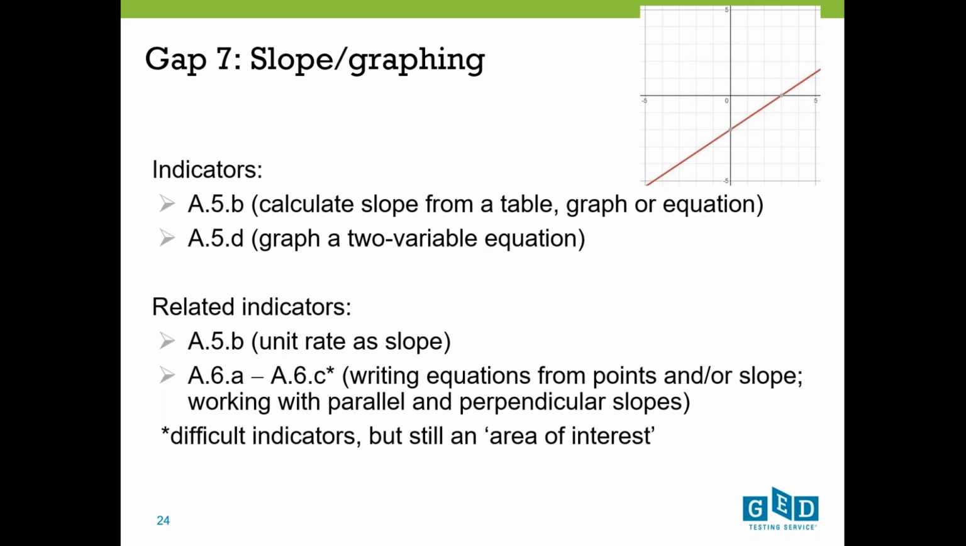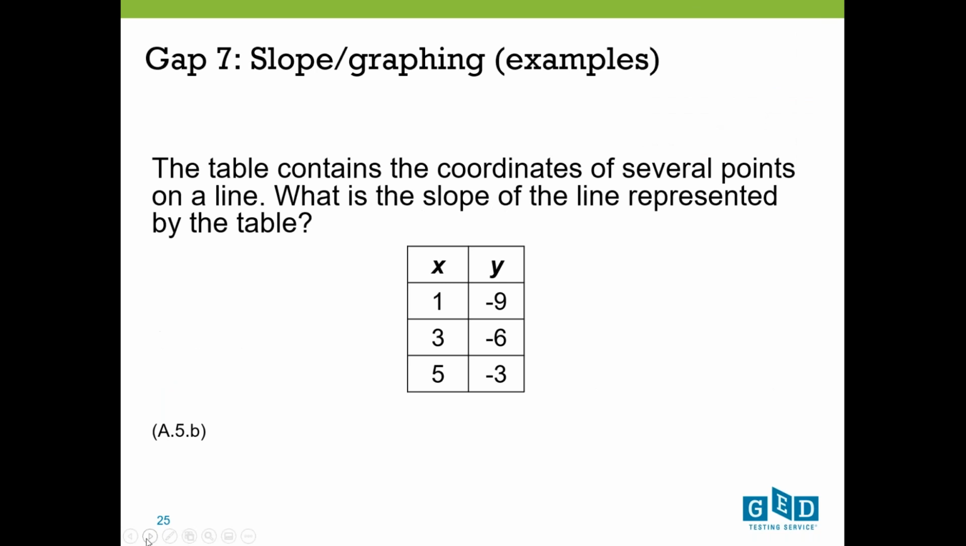Here are 2 points on a line. What's the slope or what's the equation of the line? These are difficult indicators, and the success of test takers is about where we expect, but by analyzing what they're doing wrong, it's usually related to the slope. So that's why it's included as a related indicator. Next slide, please, Susan.